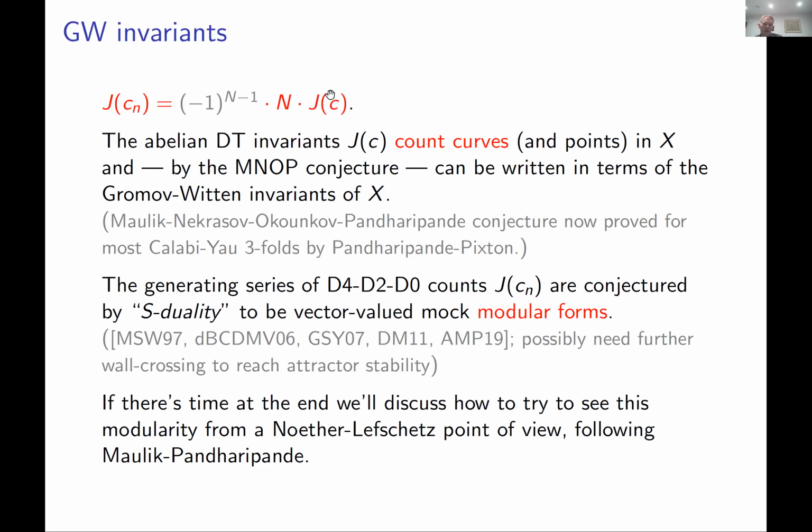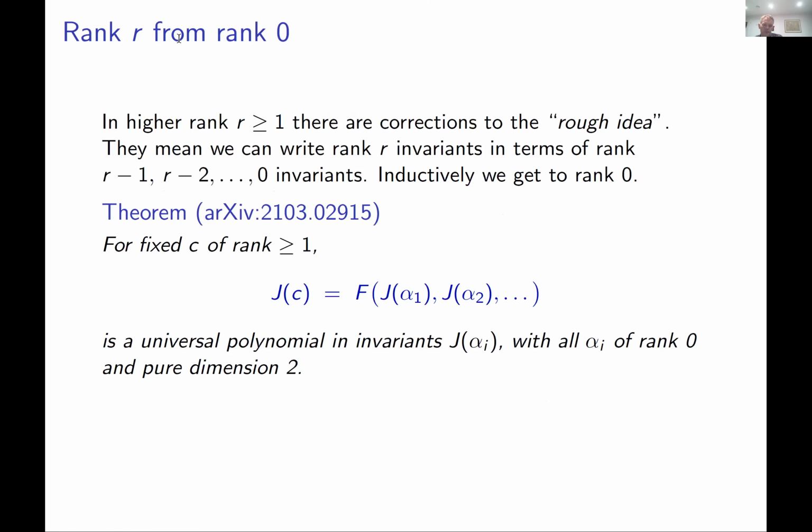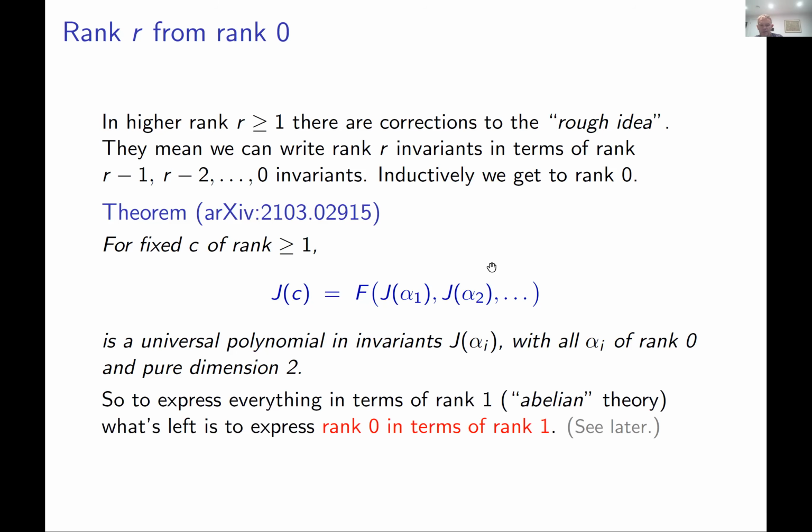So we're claiming that Gromov-Witten invariants can be related to these D4, D2, D0 branes, which should be governed by modular forms. Then we're going to start increasing the number of D6 branes. So this is the first result: arbitrary rank DT theory, with any number of D6 branes, can be expressed in terms of these D4, D2, D0 branes, so in terms of rank 0 DT invariants. So they can be expressed in terms of these modular forms, conjecturally.